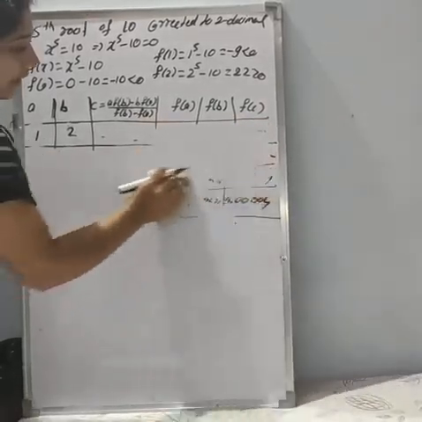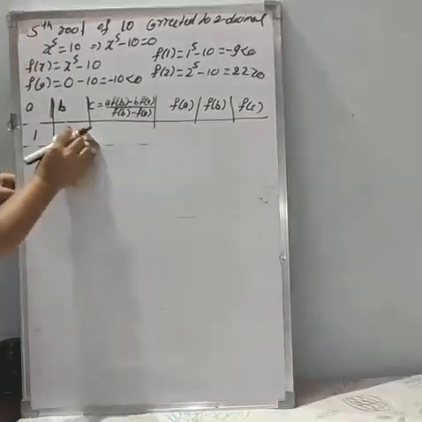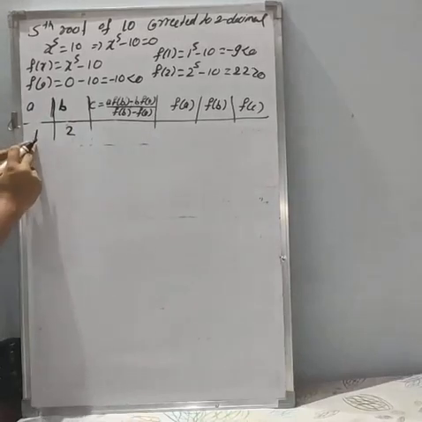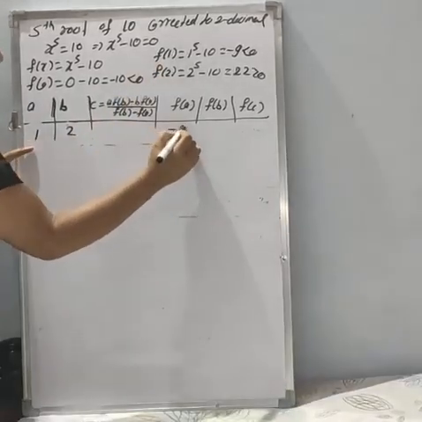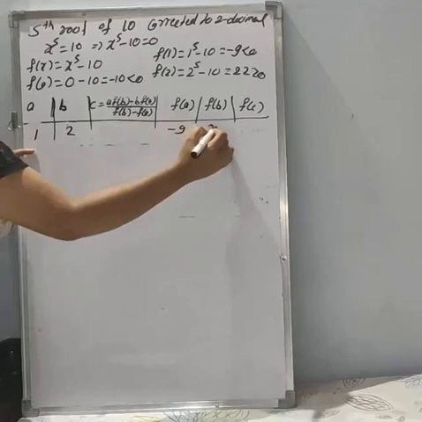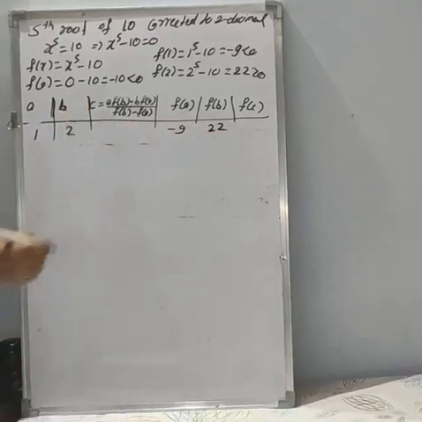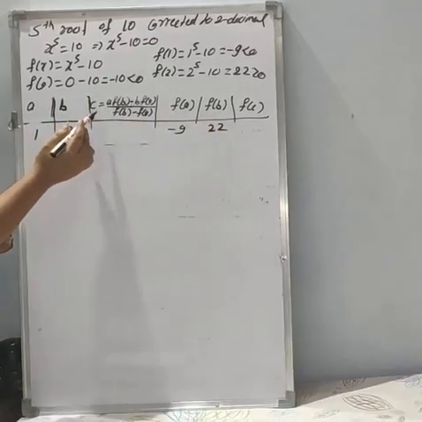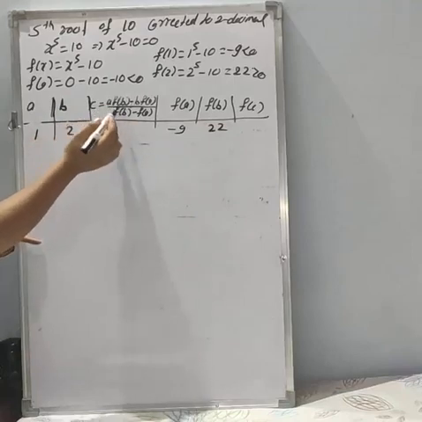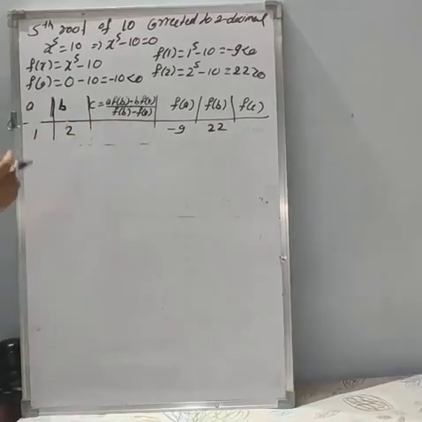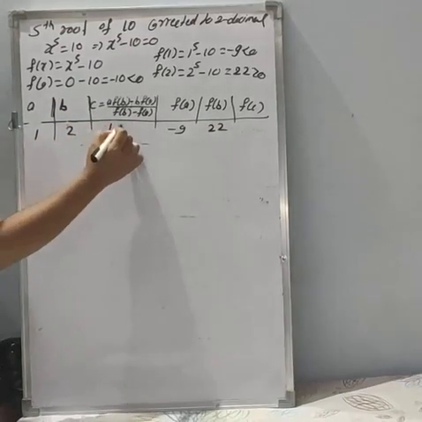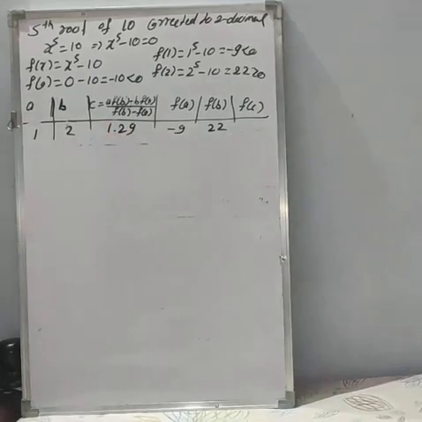So we have the values of f of a and f of b. That is a is equal to 1 and f of 1 is minus 9. b is equal to 2, f of 2 is 22. Now using this formula, substitute the values of a, b, f of a, f of b. Okay, try to find, you will get it is 1.29. I will write up to 2 decimal places only by taking the round figure itself. Okay.